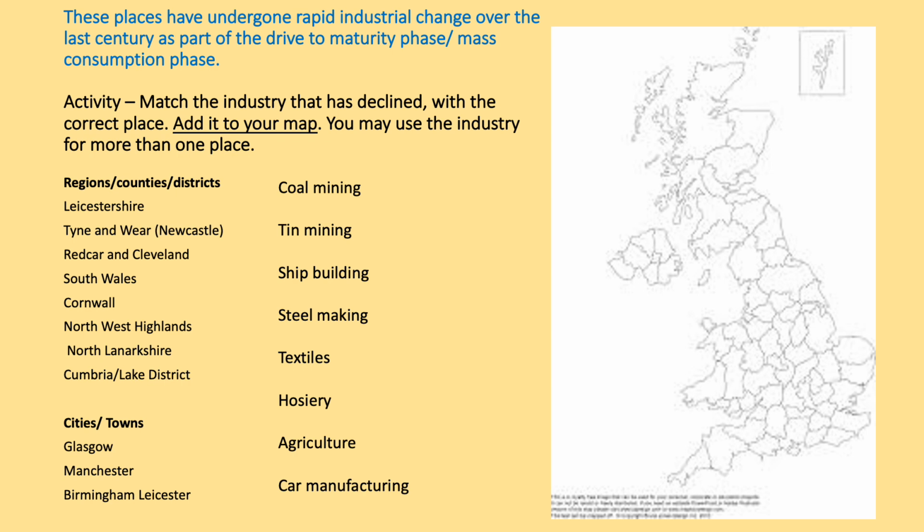Just match them up. You can draw lines to each other. For example, Leicestershire, was it associated with hosiery, or was it associated with shipbuilding, or more than one? Just draw lines. So again, you can use this as a reference point for your exams.